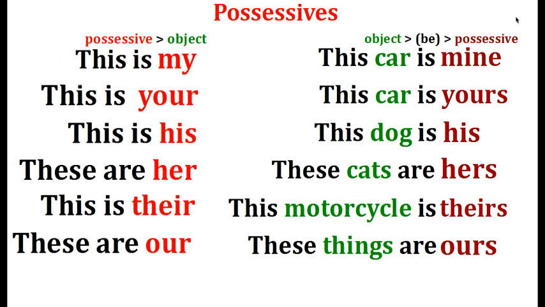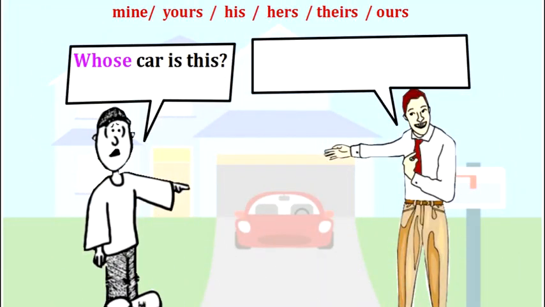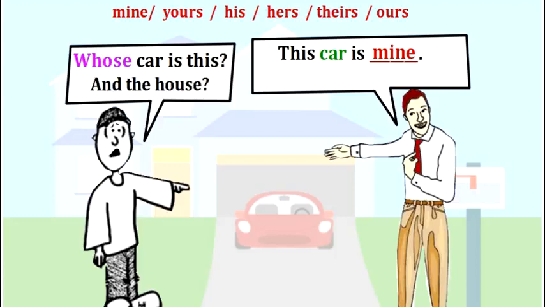So remember, these possessives, mine, yours, his, hers, theirs, and ours, are at the end of the sentence, the last part of the sentence. And we use the object first. We use it before the possessive. Okay, so let's practice. Whose car is this? This car is mine. And the house? It's also mine.